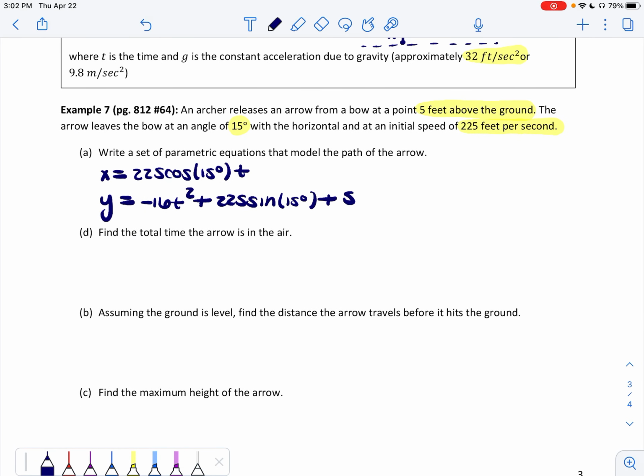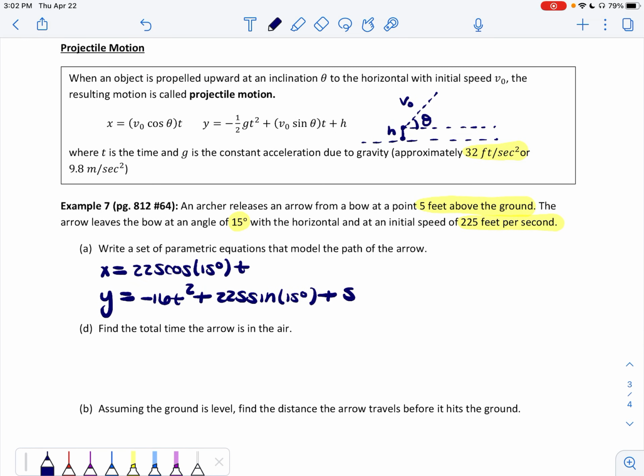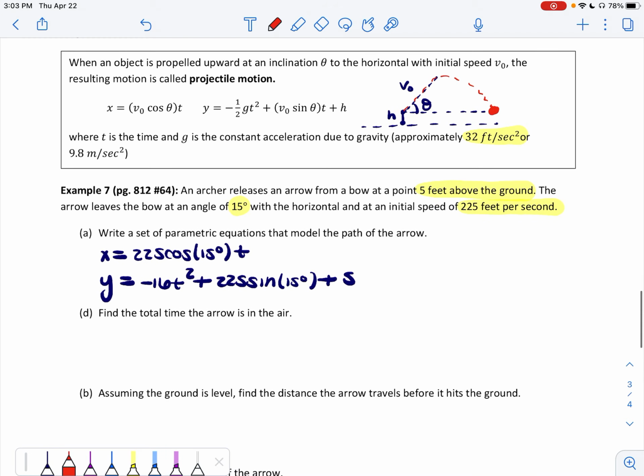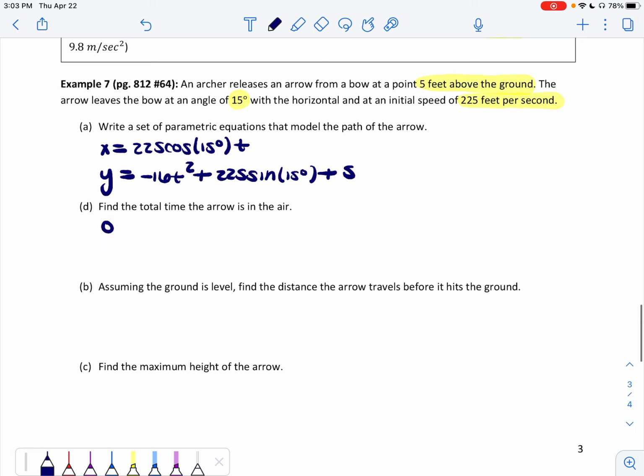Right, then it asks us, find the total time that the arrow was in the air. So basically that's asking us, after we launch this arrow up, when is it going to come back down and hit the ground? Okay, which is just going to be as simple as taking our y equation, setting it equal to 0, and solving for t.